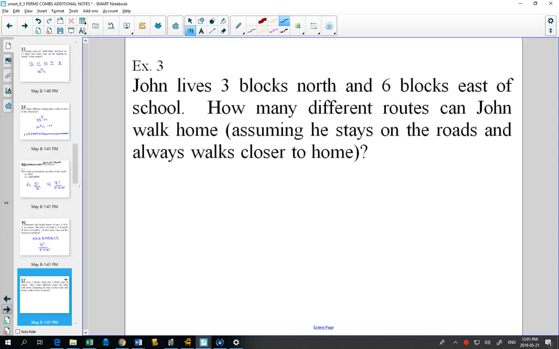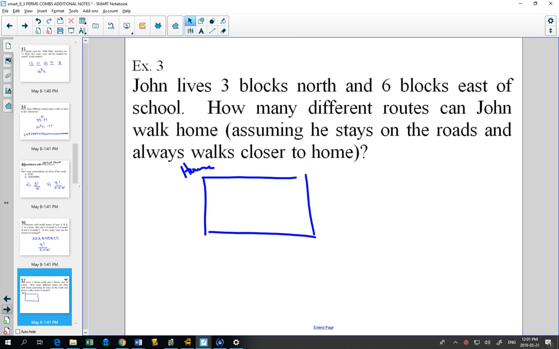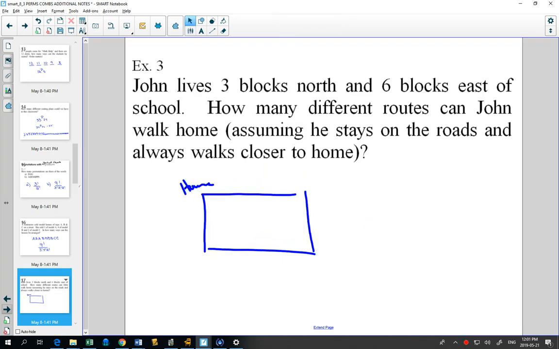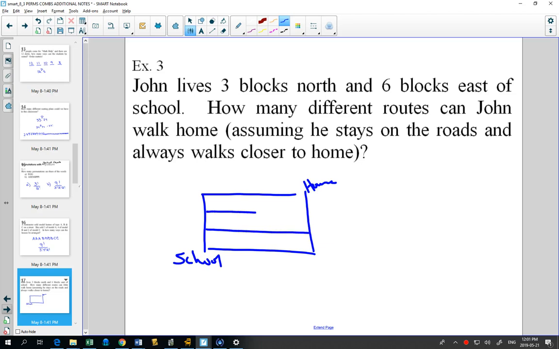We're going to make this one interesting. First of all, John lives 3 blocks north and 6 blocks east of school. So this is his house. It's north. No, his house is over here. Whoops. There we go. There's the house. Here's the school.